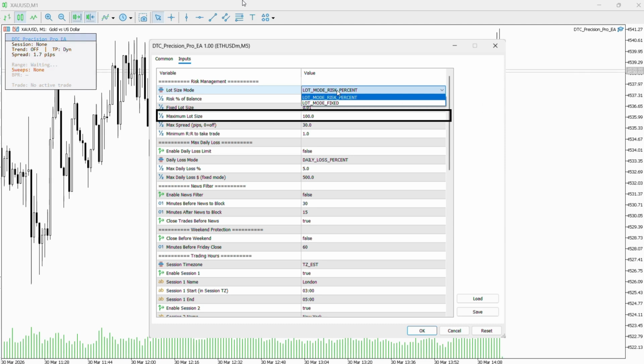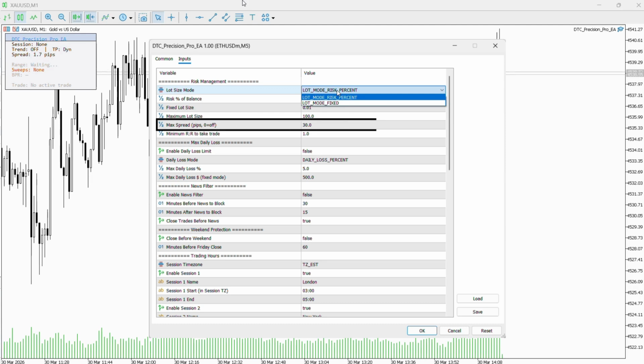Max lot size acts as a safety cap. If the calculated lot exceeds this, it gets capped. We saw that in the ETH trade. Max spread sets the maximum spread in pips for entries. If spread is too wide, the bot waits instead of entering. It keeps the BPR pending until spread improves.